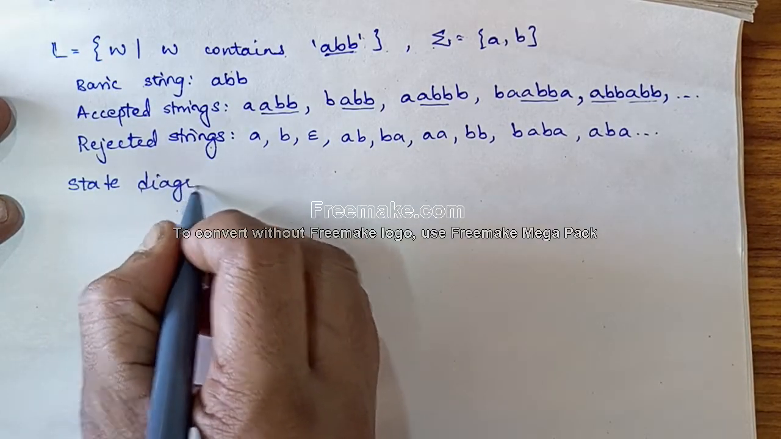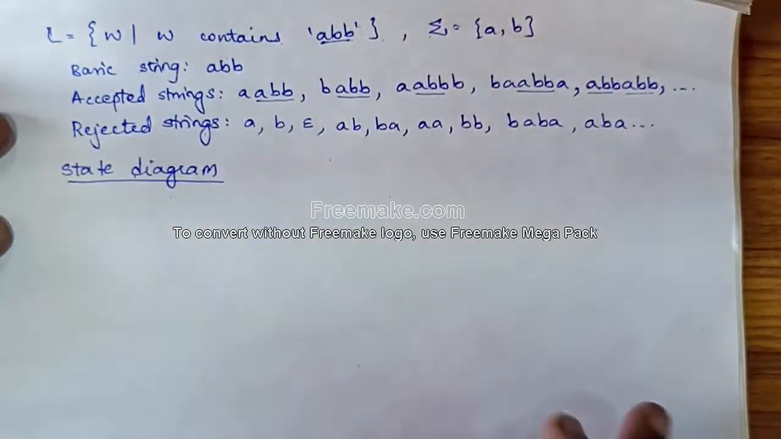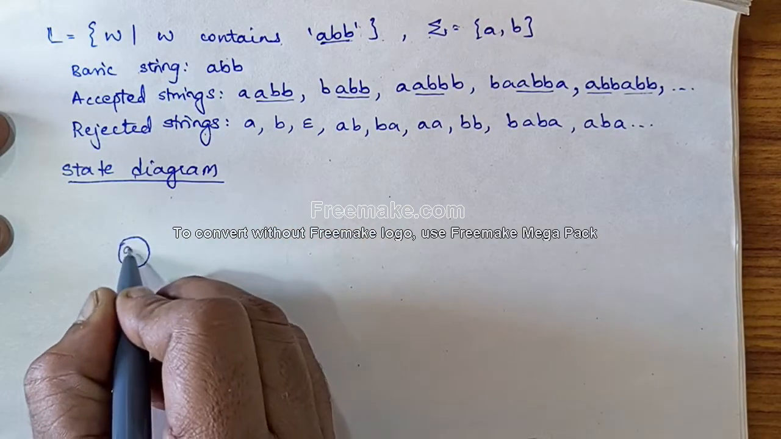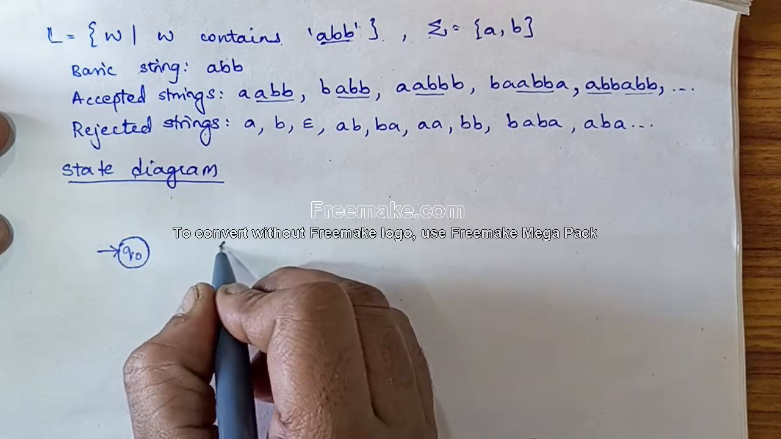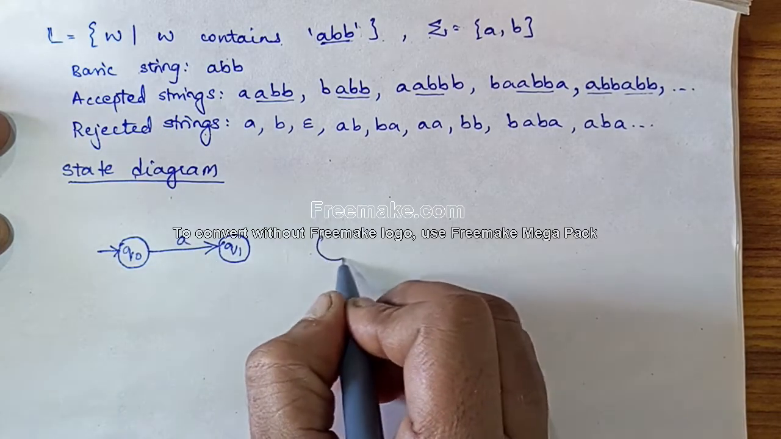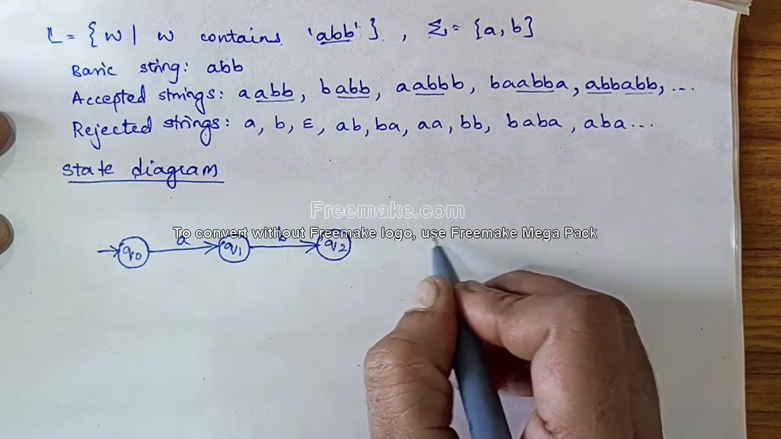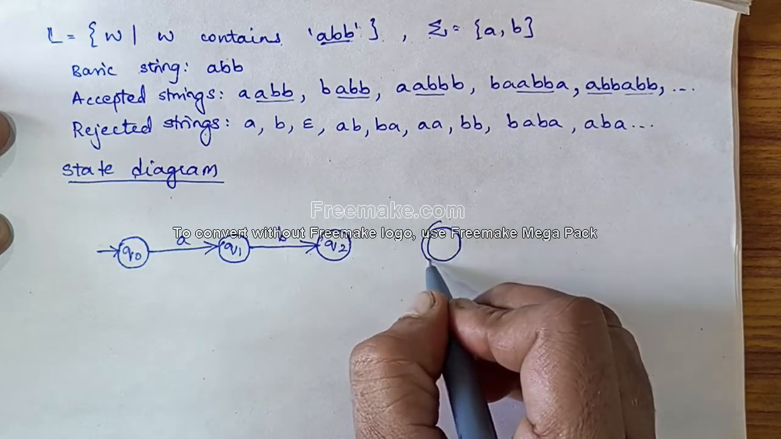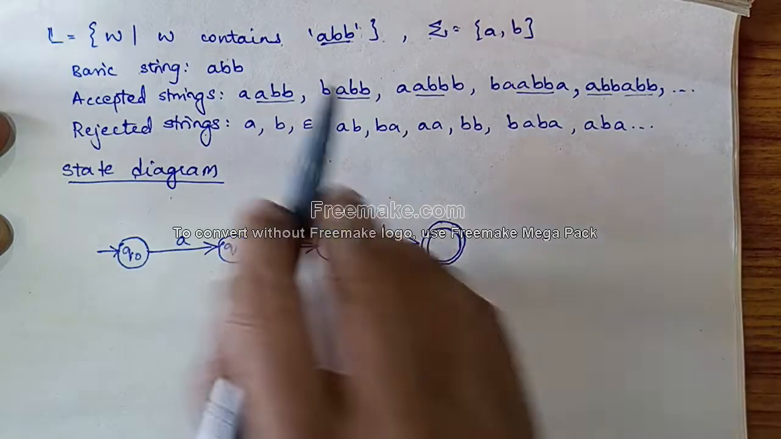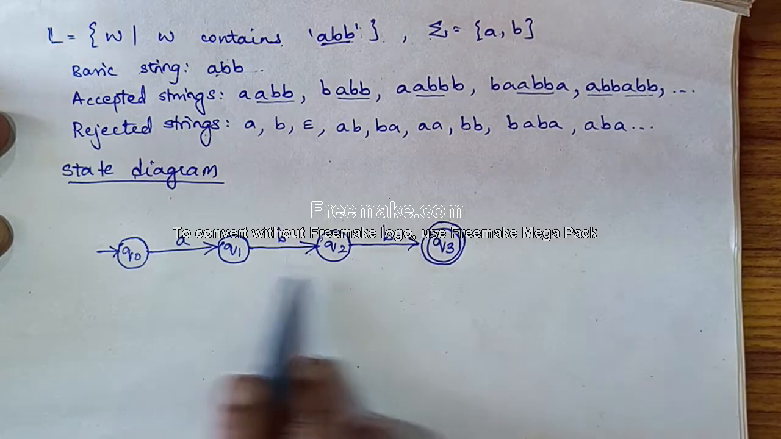So first I'll try to draw the state diagram. To draw the state diagram, again I'll first look at the basic string. Since I need ABB, I'll start with ABB itself. So Q0 is my start state. I need a state for accepting A, a state for accepting the next B, and a state for accepting another B. Correct? ABB is done. From start, I have reached the final state.